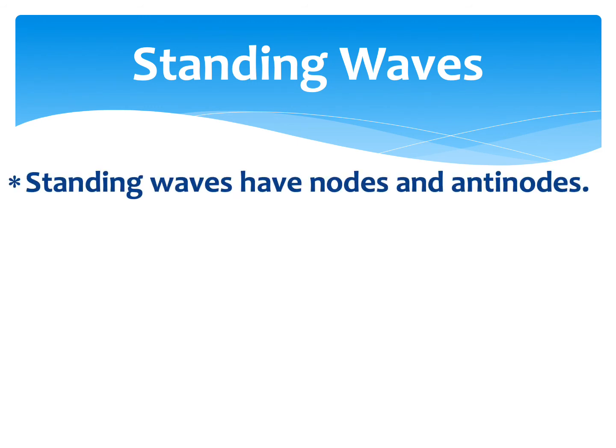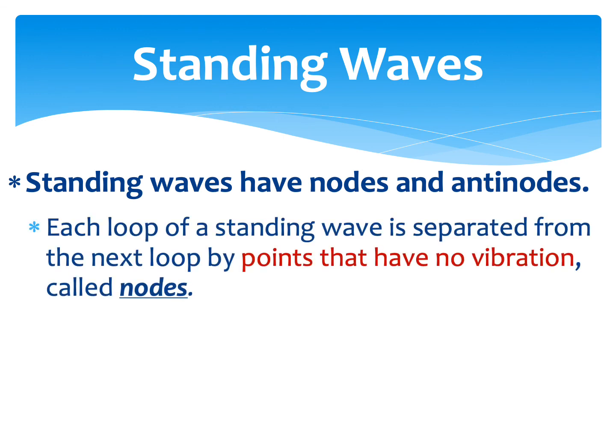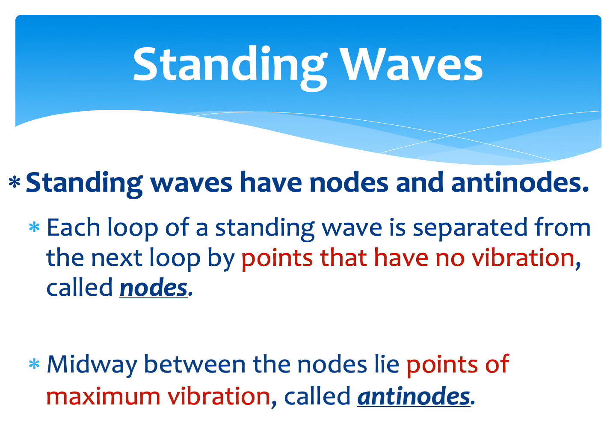Standing waves have nodes and antinodes. What is the meaning of this? For each loop of a standing wave, there is a point that has no vibration. Points that have no vibration. These points with no vibration, we call them nodes. The points with maximum vibrations, we call them antinodes.